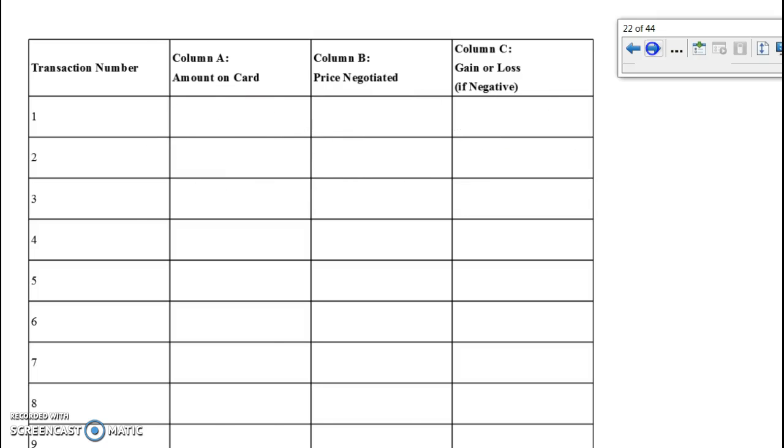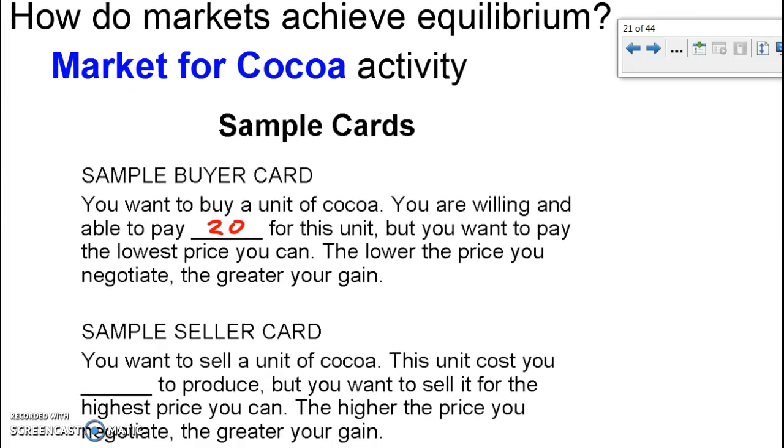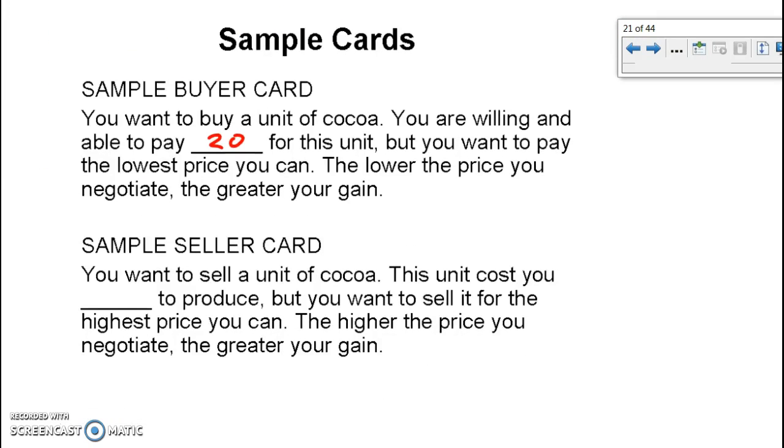Now let's go back and look at the seller card. The seller card is very similar. It says you want to sell a unit of cocoa. This costs you blank to produce. So let's pretend that it says it costs you $22 to produce. But you want to sell it for the highest price you can.